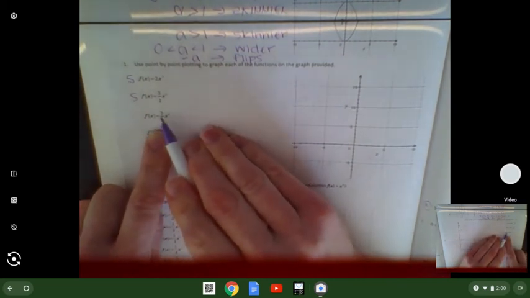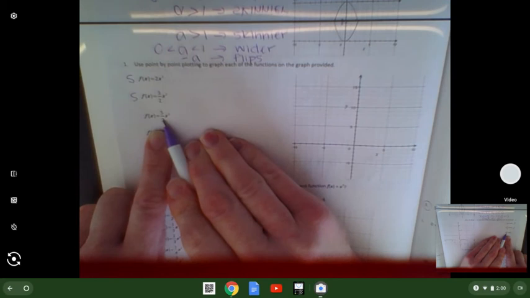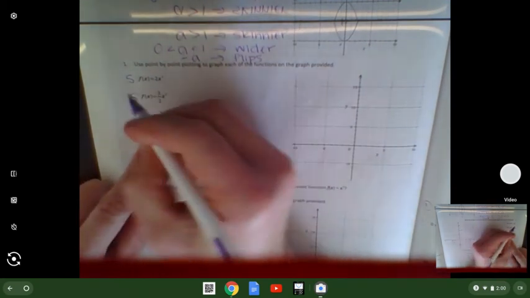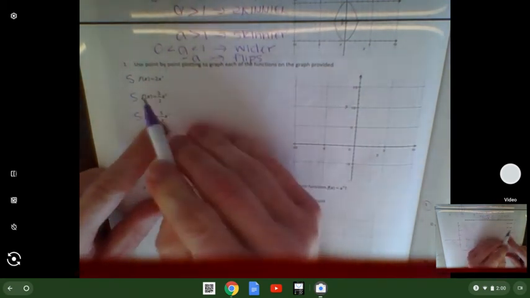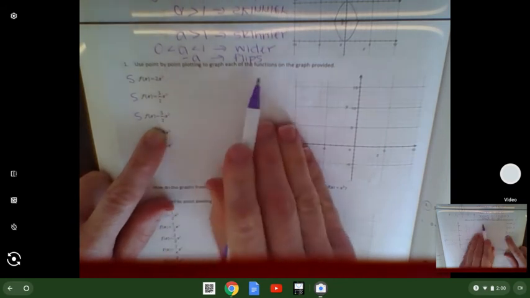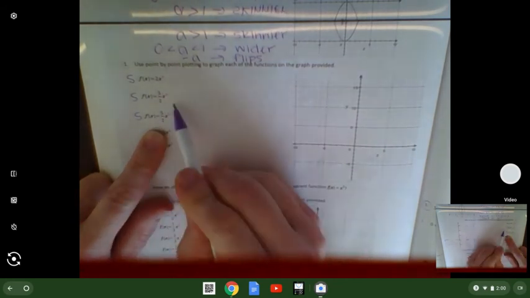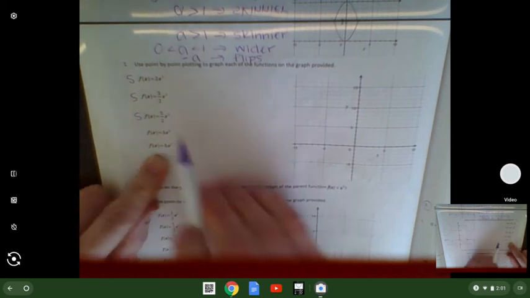5/2. 5 divided by 2 is 2.5. Oh, bigger than 1. It's going to make me skinnier. So please don't think fraction means fatter. Fraction means wider. Not the case. Make sure you know what that fraction is equivalent to.